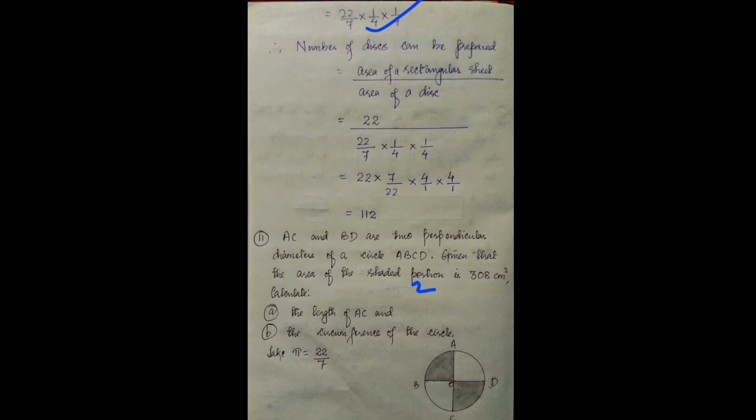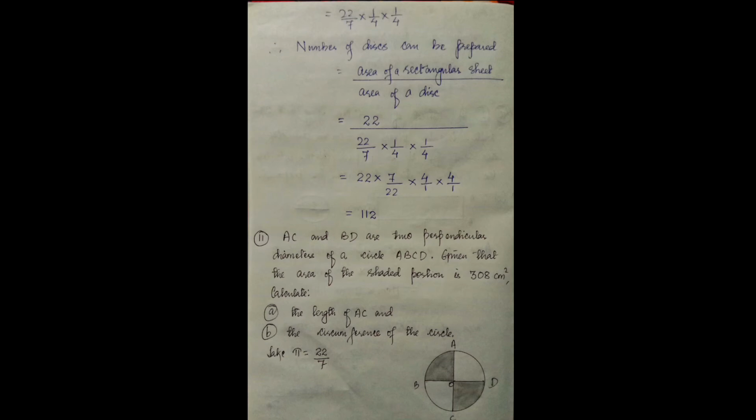To find the number of discs which can be cut from that rectangular sheet, what we have to do is divide the area of this rectangular sheet by the area of the disc. So the area of the rectangular sheet is 22, we have already got, and the area of the disc is this one, just now we have got this. Here we have a fraction in the denominator, so all the fractions will become reciprocal in the numerator. Then we can cancel, 22 and 22 will be cancelled, so you have to multiply 7 into 4, 28, into 4, 112. So 112 discs can be made from that rectangular sheet.